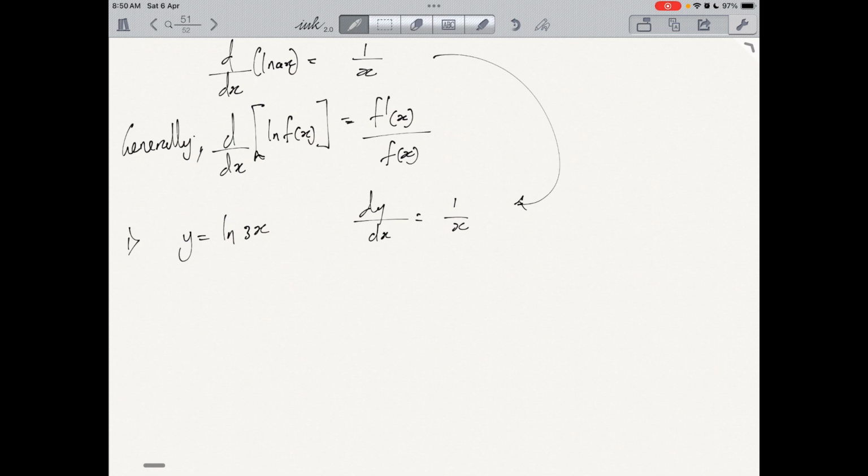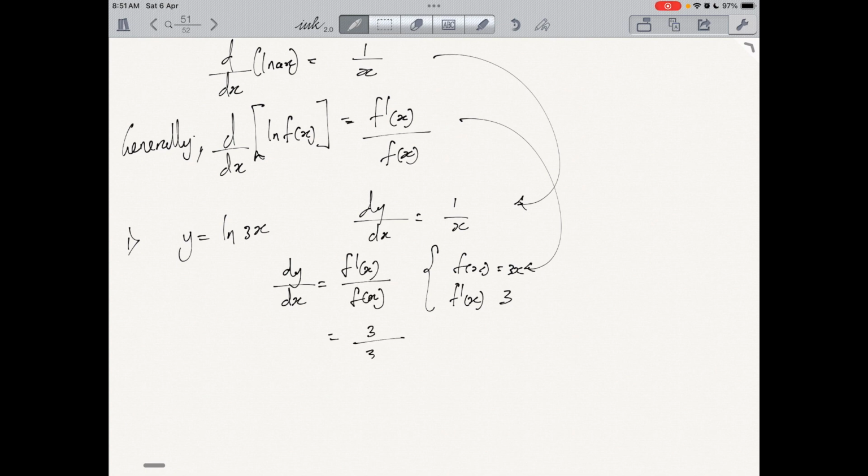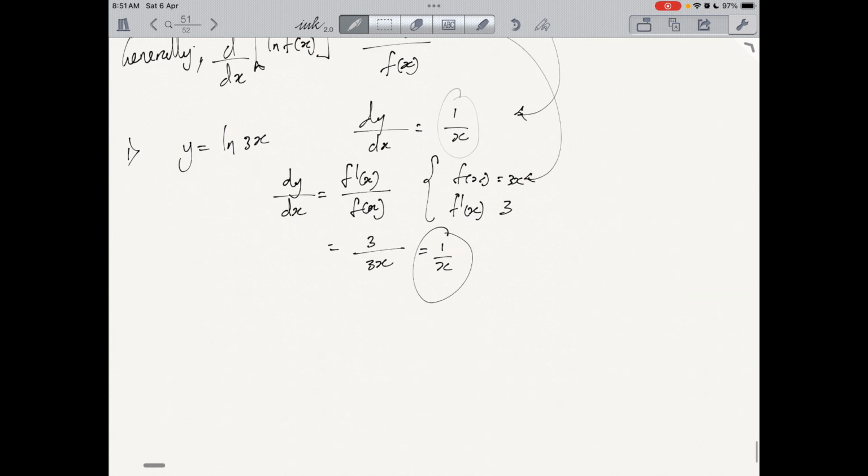But now let us try and follow this principle. This principle says that f(x) is equals to 3x, and f'(x), that's differentiating f(x), is equals to 3. Therefore, applying these two, we can say that dy/dx is f'(x) divided by f(x), and this will be 3 divided by 3x, which is 1 over x. Now we can say that this is equivalent to this. Now let's take another example.